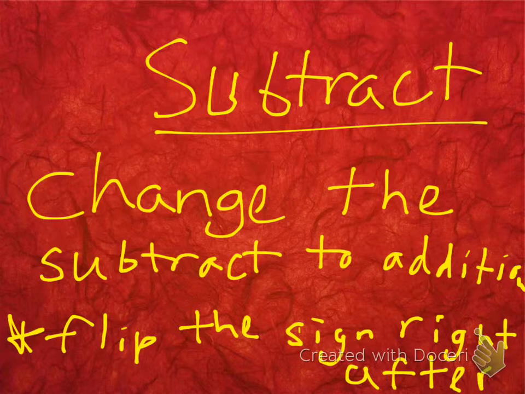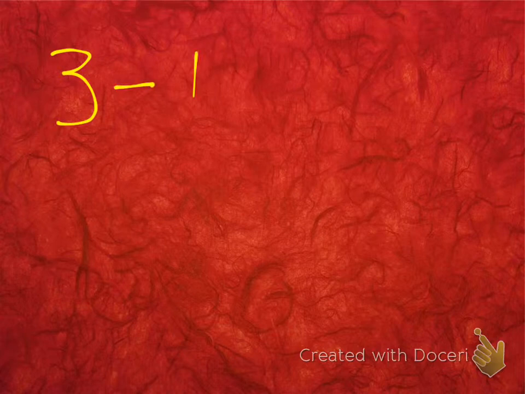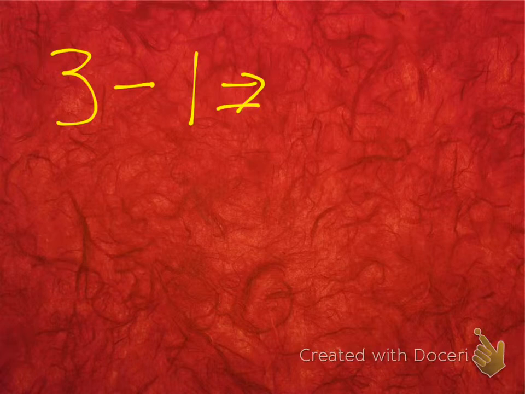Alright, let me show you what I'm talking about. If I have 3 minus 1, this is the same thing as saying 3 plus a negative 1. So rather than saying 3 minus 1, I'm going to change it to 3 plus a negative 1. Now I can go back to my addition rules.